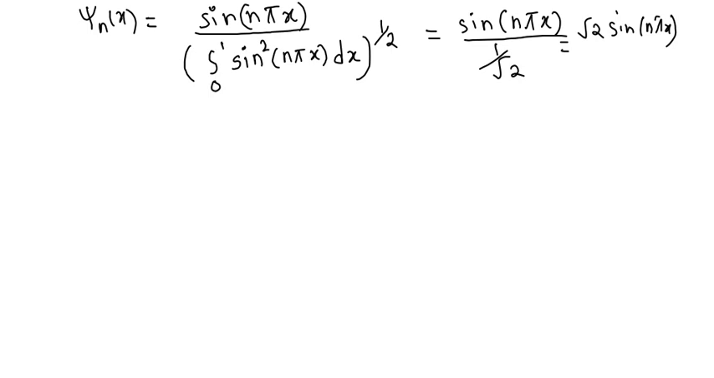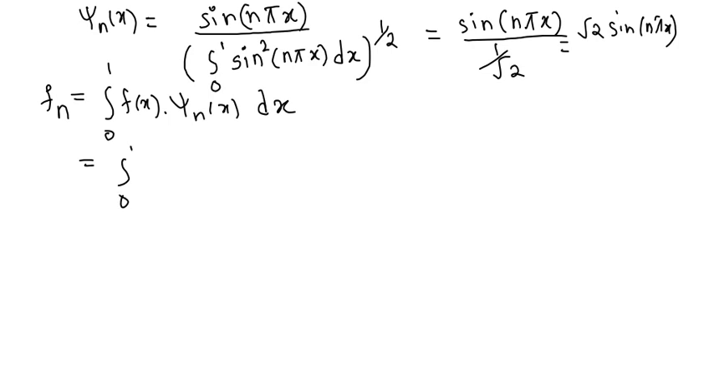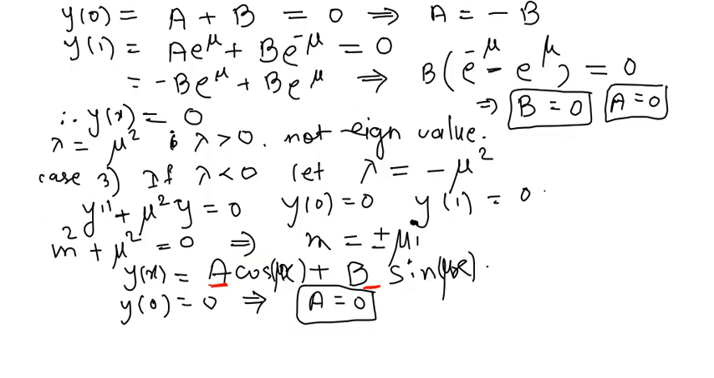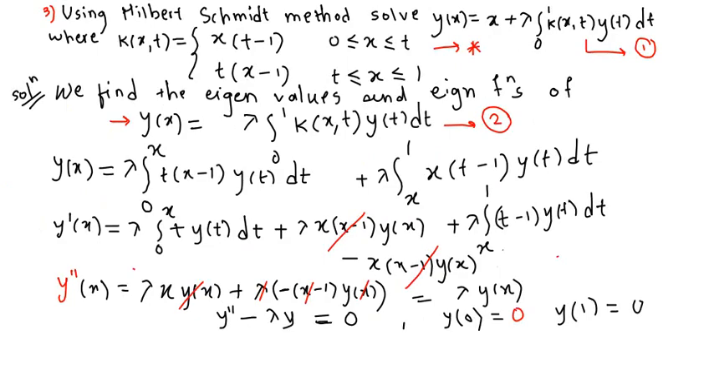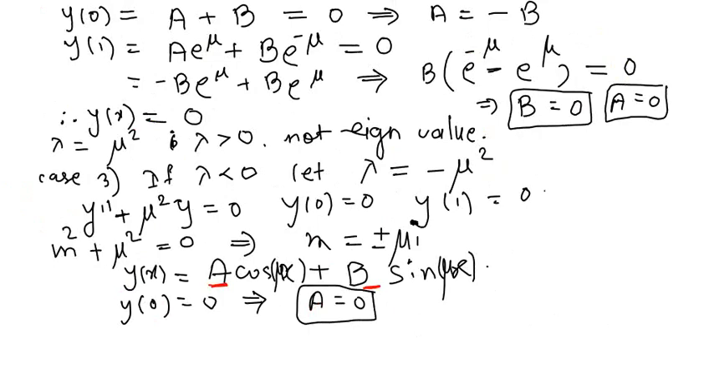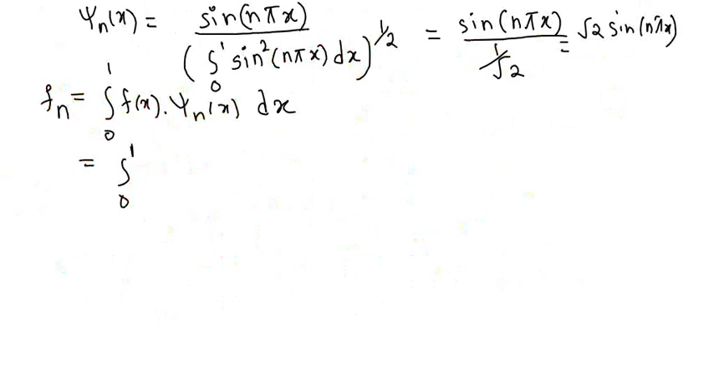So next step is what? We calculate what is f1, f2, f3 and so on. So in general we will have to calculate what is fn. So how do we calculate fn? Integral from 0 to 1 f of x into xi n of x dx. So this will be integral from 0 to 1, f of x is what? F of x is equal to x. So x into root of 2 sine of n pi x dx.